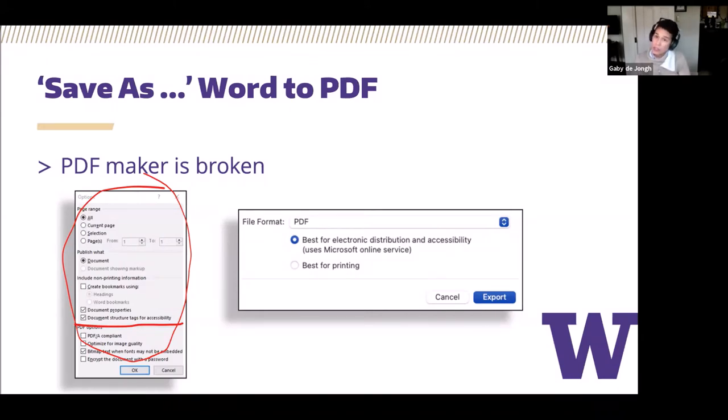On Mac, creating an accessible PDF from Word is slightly different. The second image on this slide shows a couple of different options when selecting PDF as the output file format for Mac. From here, the content creator will be prompted to select the best option for export, either best for electronic distribution and accessibility or best for printing. And of course, we want to select best for electronic distribution and accessibility, as that maintains the features that were created within the original Word document and will produce a tagged PDF that is accessible to screen reader users. And if done accurately, no further remediation is needed for that PDF.